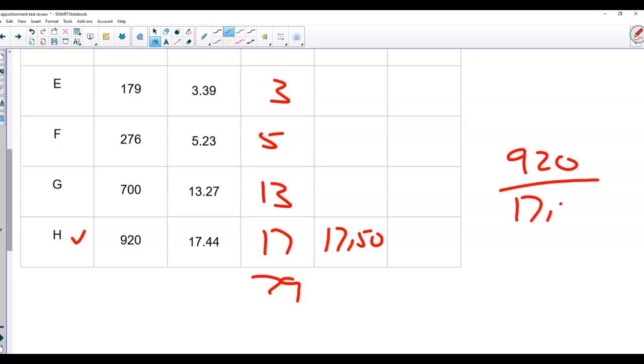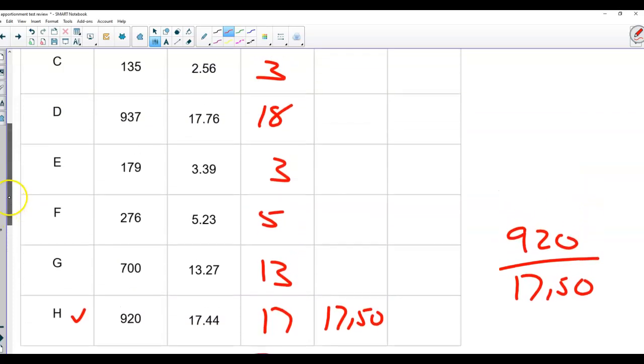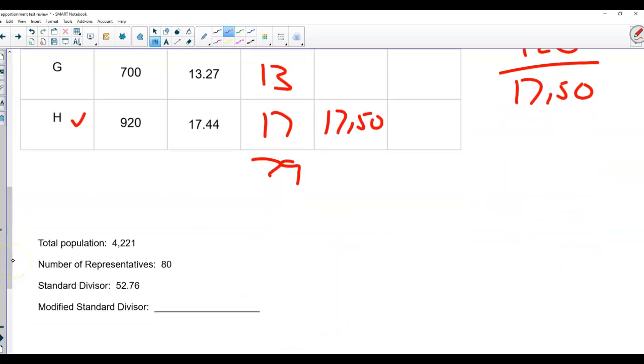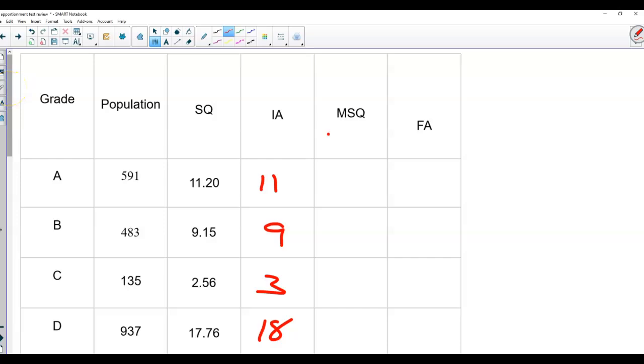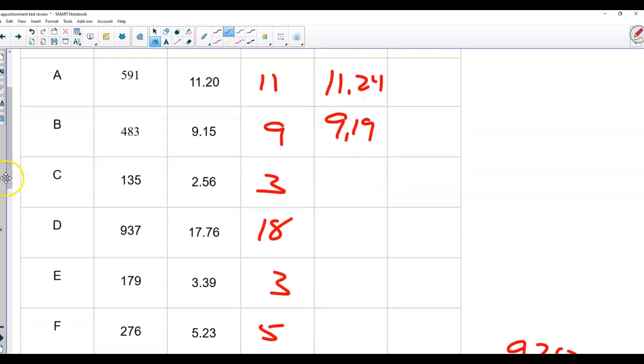920 divided by 17.50. That leaves me with a modified standard divisor of 52.57. We get 11.24. We get 9.19. We get 2.57. 17.82.